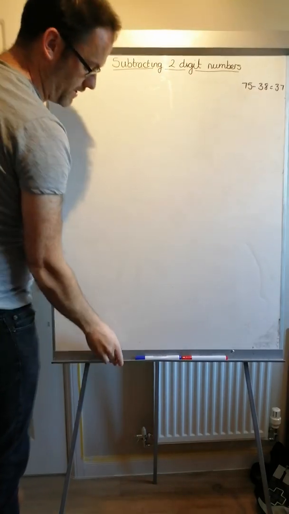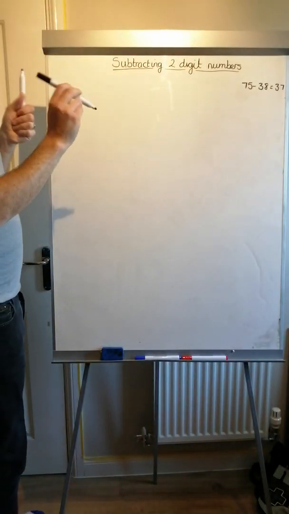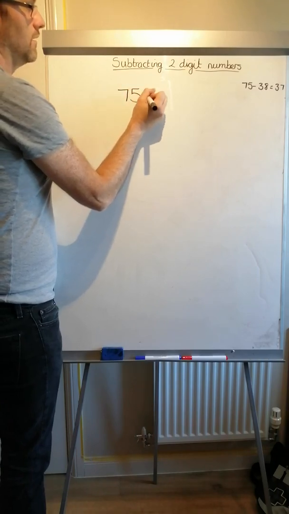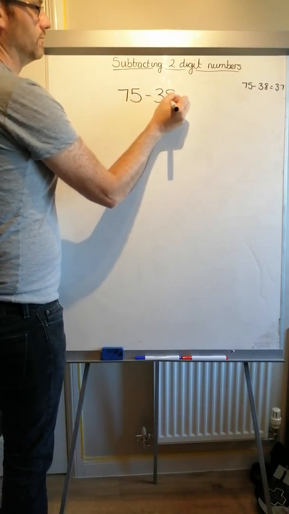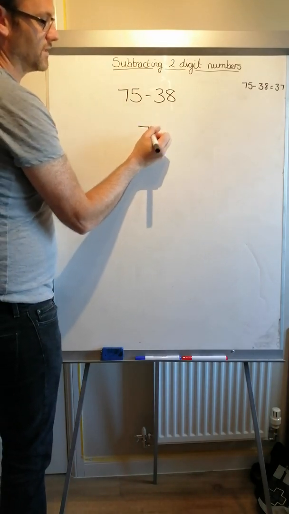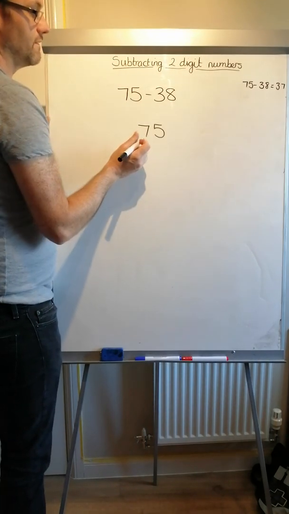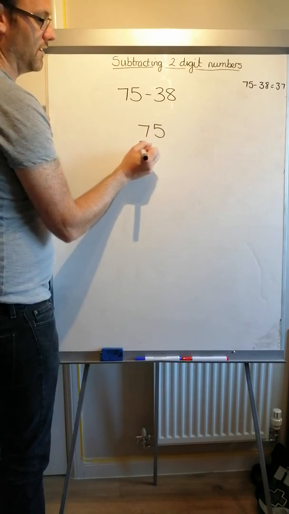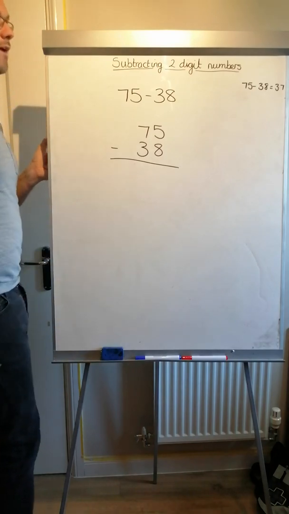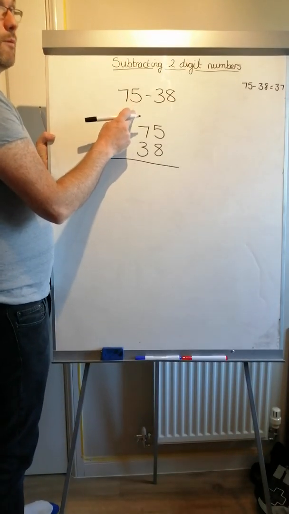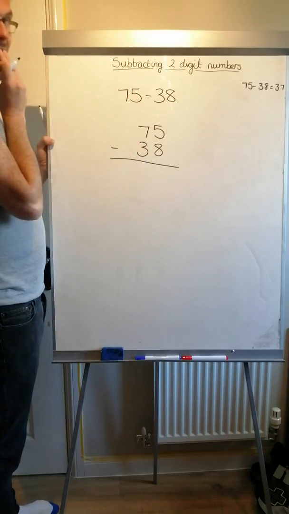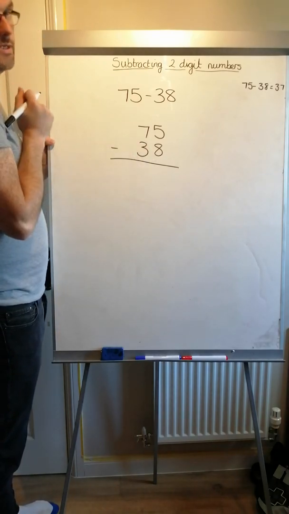Right then, this is where it starts to get a bit tricky. Let's go back to this question here. We already know the answer, so if we don't make any mistakes, we should get the same one. Okay, so 75 is the bigger number. 75 on top, 38 underneath. There's my line, there's my takeaway. Remember, we couldn't do it when we were partitioning. We couldn't do 5 take away 8, and we can't do it here either. So what are we going to do?